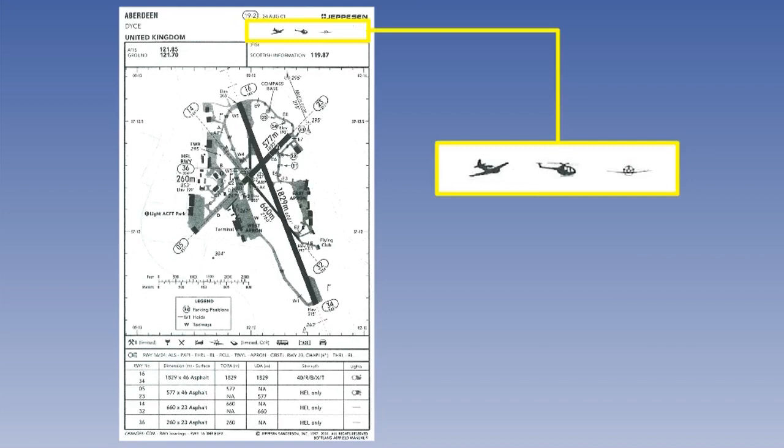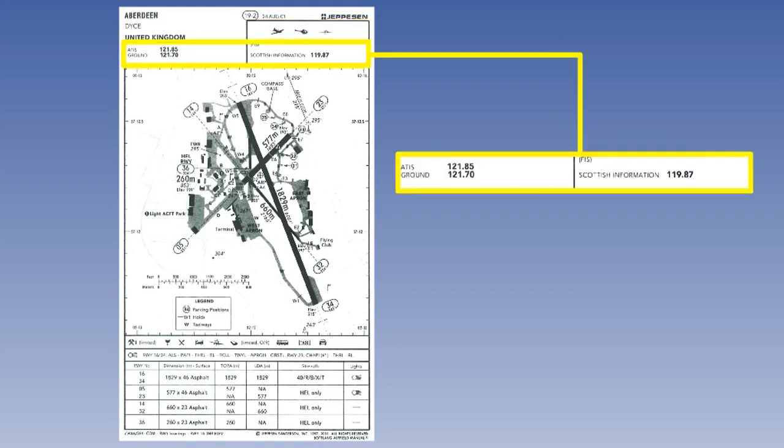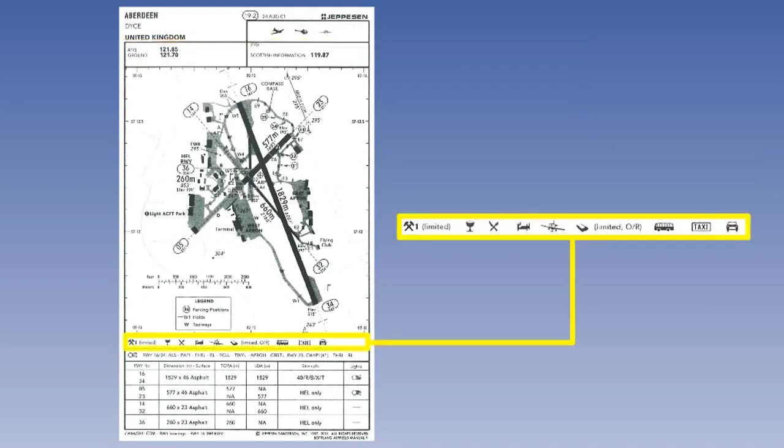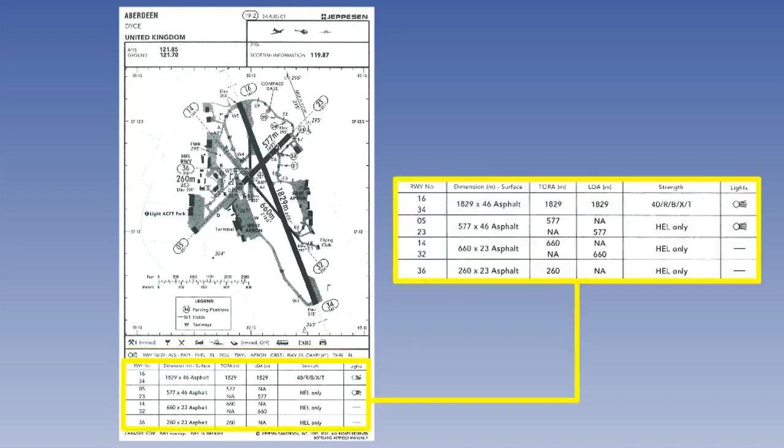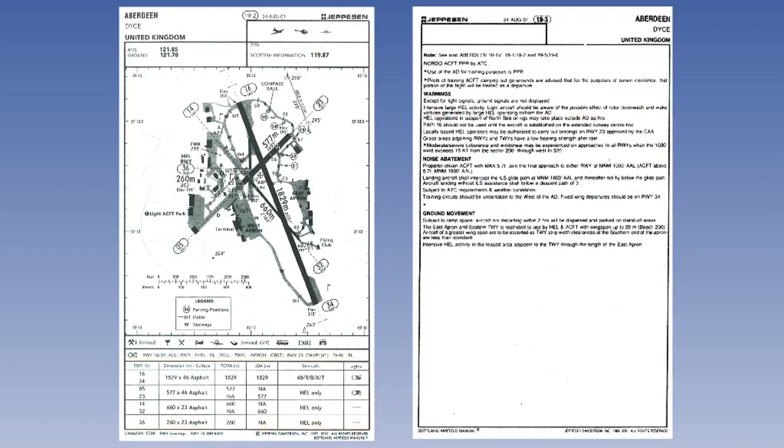At the top of the chart is a depiction of the aircraft types that are permitted to use the aerodrome. In this case, light aircraft, helicopters and motor gliders. Beneath that are shown the frequencies for ATIS, ground and Scottish information. Below the main body of the chart are shown the facilities available at the airfield, the type of lighting systems, and details of each of the runways. The procedures to be adopted for entry, ground movement and departure are explained in text form in 19.3.